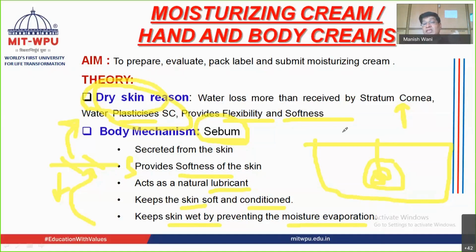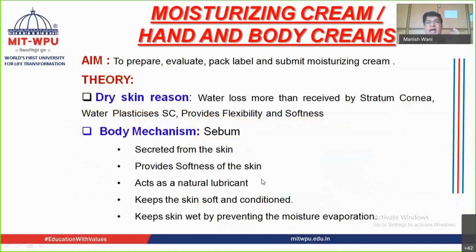Now, what does the sebum do? The sebum forms a layer onto the skin. Because of this, the moisture that is present inside the skin is not going to get evaporated. It is not going to leave the skin because there is a layer of sebum on the skin, which is secreted by the sebaceous gland. So this sebum is not only going to provide softness and lubrication, but it is also going to retain the moisture that is present inside the skin or that it is receiving from the lower layer of the skin. Whatever moisture has been received, it keeps intact.